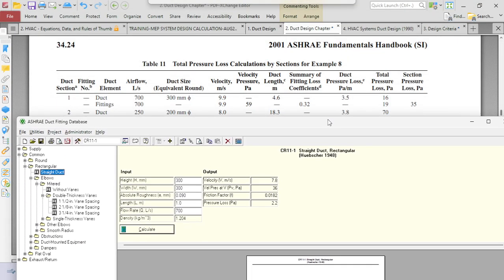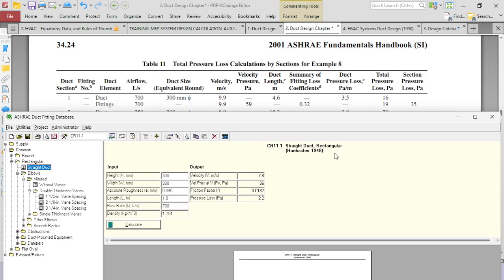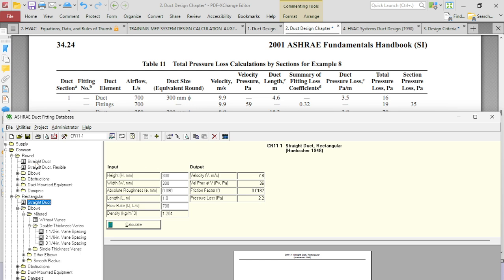See, when I open the software, directly it will open here, the CR11 fittings. Everything is given here. If I go to round duct, straight duct, can you see here? If I click straight duct, it is as per ASHRAE, 300 diameter. This is just an example for us to understand. 300 diameter, and this is the roughness factor 0.09 for the duct material, and the flow rate is 700 liters per second. The density of the air will be 1.204.